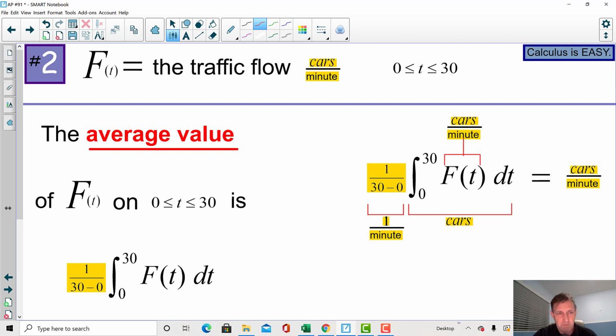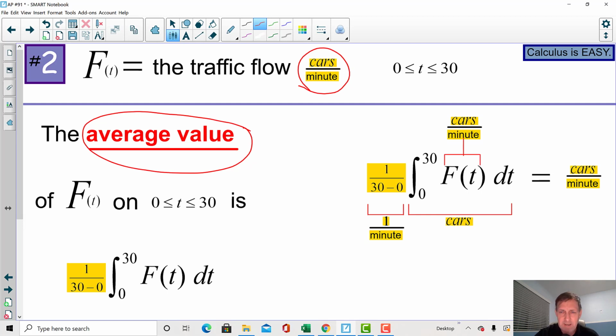But let's talk about the units for a second. Anytime you do the average value of a function, you're going to have the same units as that function. So if the function has units of cars per minute, then the average value should also have the same exact units, cars per minute.